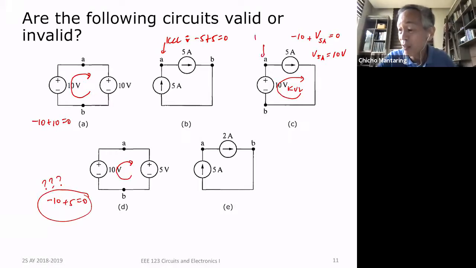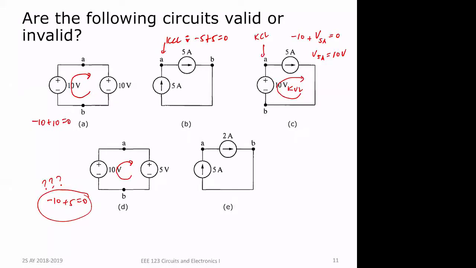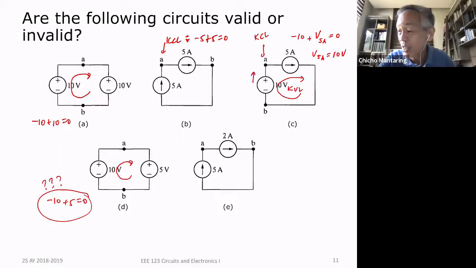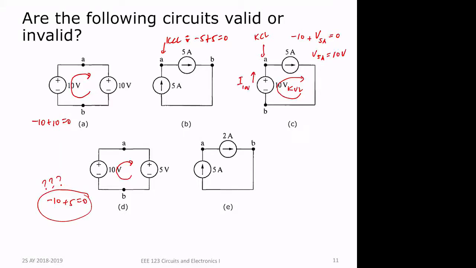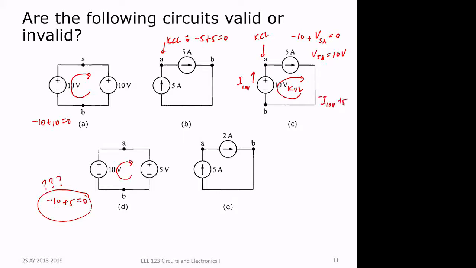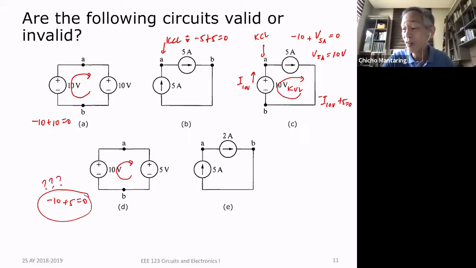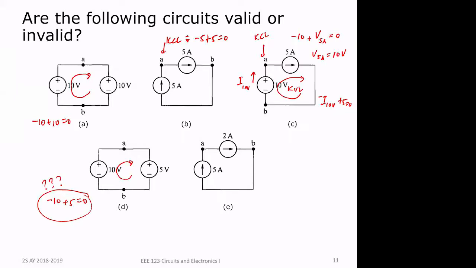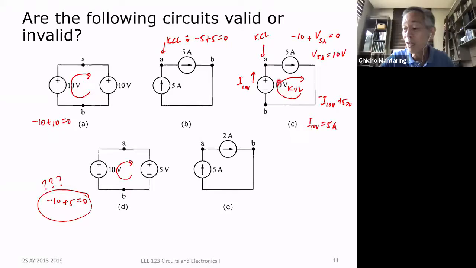Let's say I do KCL here. What is my KCL equation? I have a voltage here, and I have a current here in the 10 volt source. So minus I of the 10 volt source, plus 5 is equal to 0. There's no contradiction there. All this is saying is the current in my 10 volt source is equal to 5 amperes, but there's no contradiction. So this will not contradict KVL and it will not contradict KCL, and therefore it's a valid circuit. It is only invalid if it contradicts KVL or KCL.